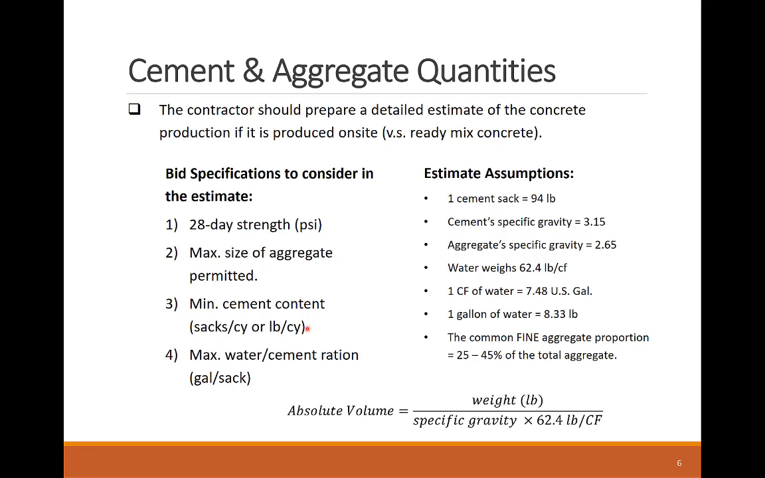Also, the estimate calculation requires knowing basic properties and unit transformation values, like the cement specific gravity and the cubic feet to gallon transformation. Most of the calculation depends on using the shown formula to calculate the volume of an ingredient based on its weight, specific gravity, and the water density of 62.4 pounds per cubic feet.